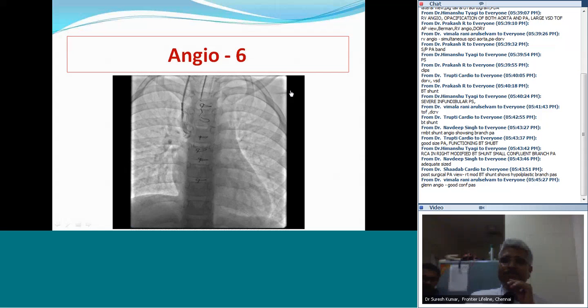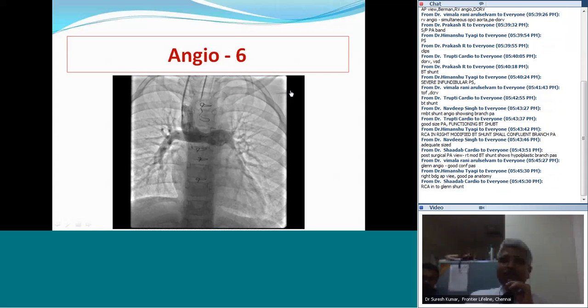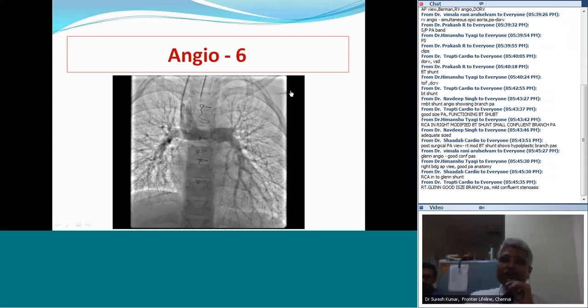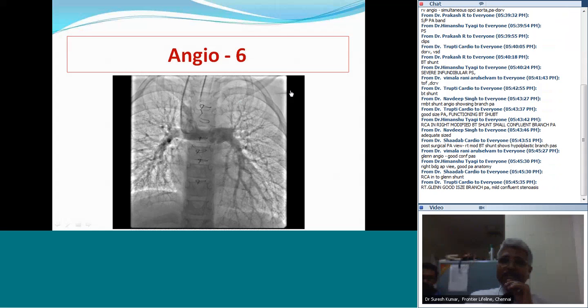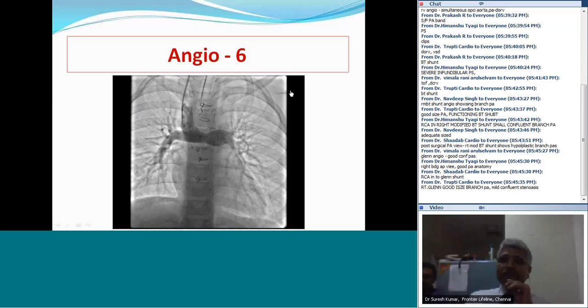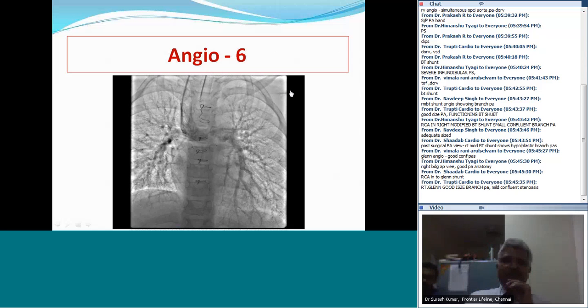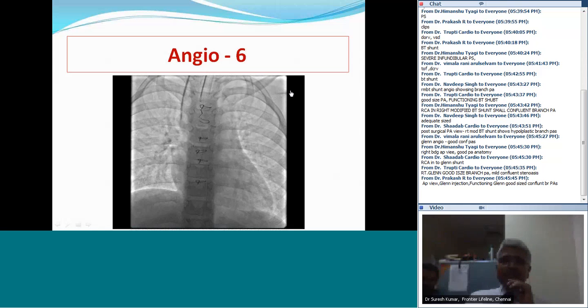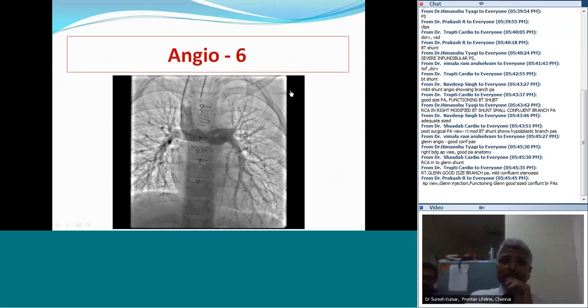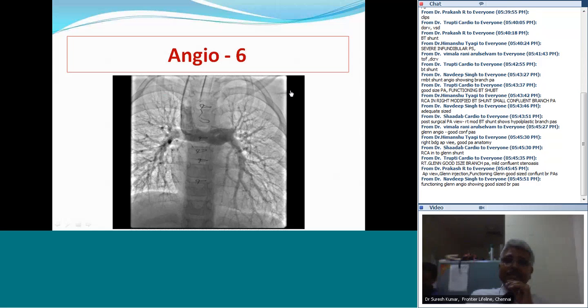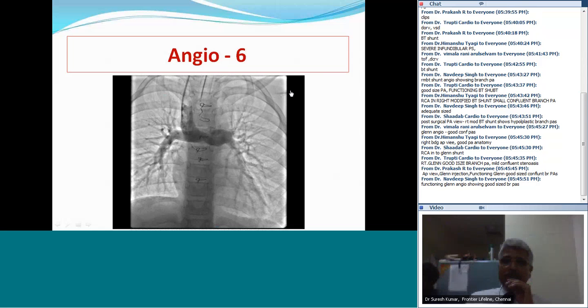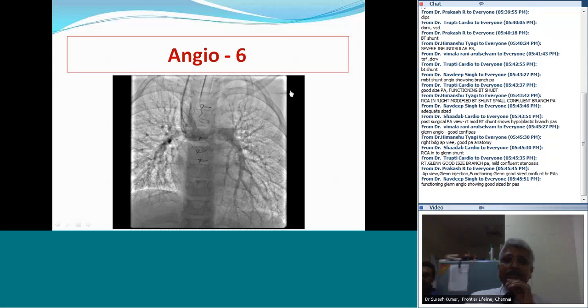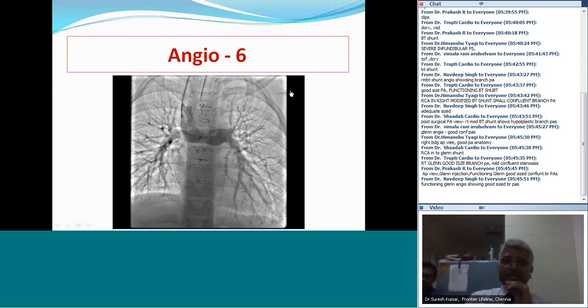Yes, good Vimla Rani. I would have been happy if you said right bidirectional Glenn, well functioning Glenn with good size branch PAs. Whether there is a confluence stenosis could be, or on the other hand, when you are looking at the confluence in this case, we do not know whether there is an antegrade flow or not. If there is an antegrade flow, if it is a pulsatile Glenn, the confluence is receiving flow antegradely. So our Glenn injection may not opacify it well. So there may not be any confluence stenosis in this.